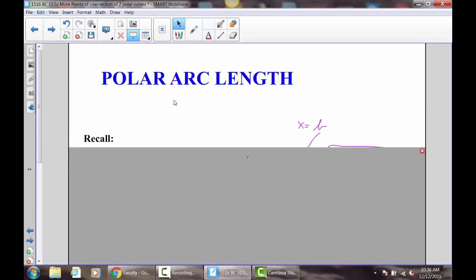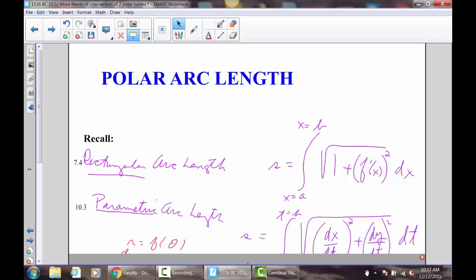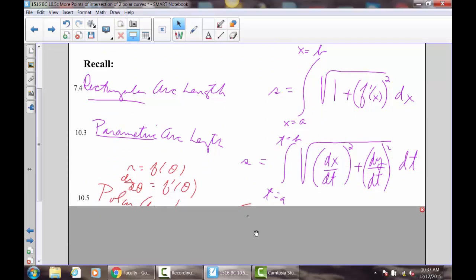Now, before we get into elusive points of intersection, I do want to go over polar arc length. Recall that we've already done rectangular arc length in section 7.4. I hope that's the right section. Remember, that was the integral from a to b of the square root of 1 plus the square of the derivative f prime of x. We also did parametric arc length just recently, and that's the integral from t equals a to t equals b of the square root of dx dt squared plus dy dt squared dt.